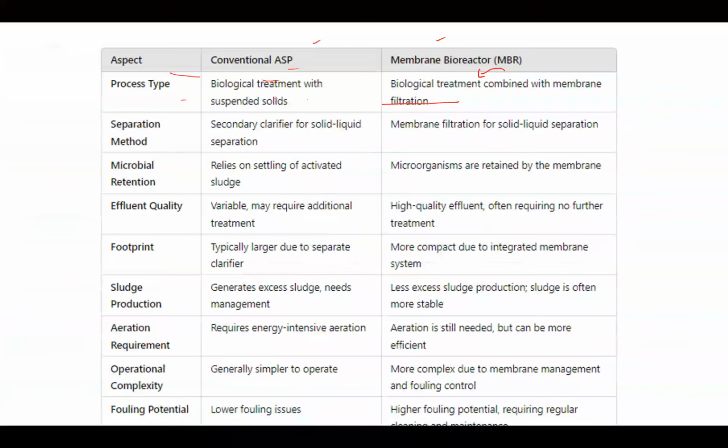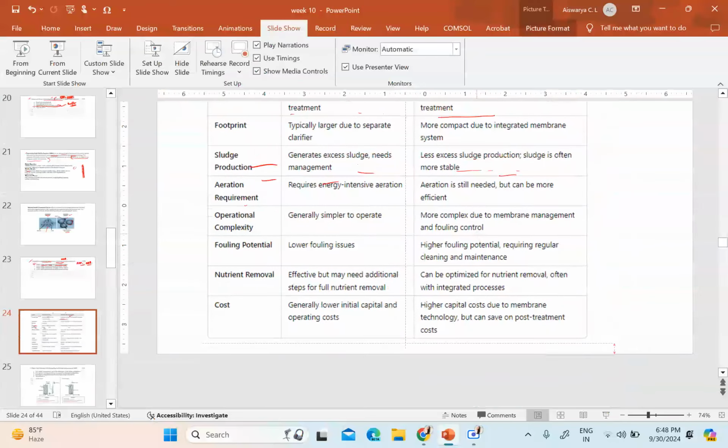Okay, so here you can see microbial retention time, how much time they are getting for the processing of organic matter. In ASP, it relies on settling of activated sludge. But here in membrane bioreactor, microorganisms are retained by the membrane. So it is not depending on the settling of any sludge, and it is getting more time to process. And effluent quality and footprint. And also there is one more thing that I have to discuss: energy consumption.